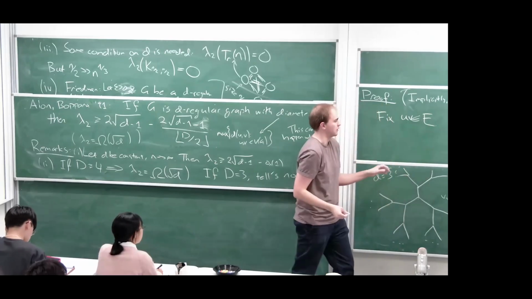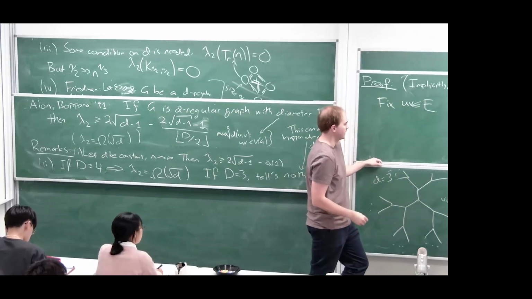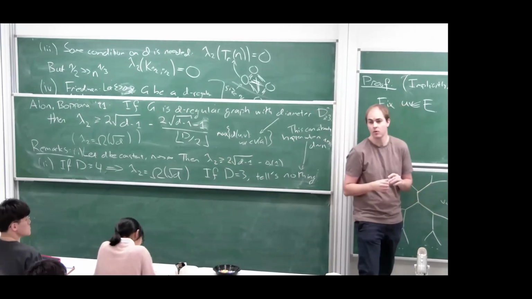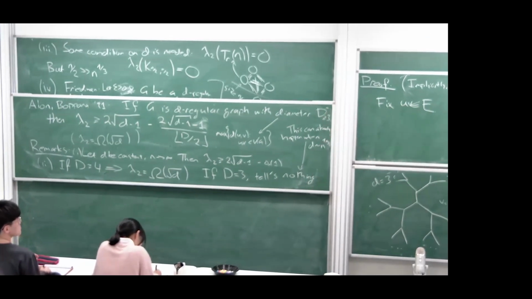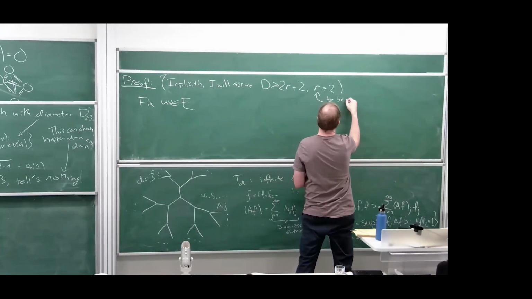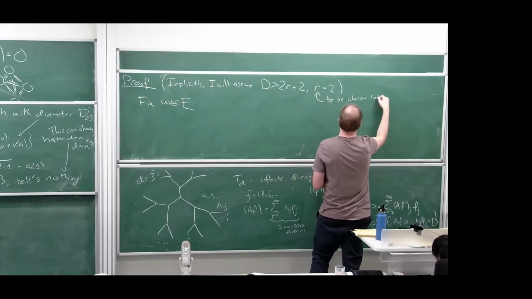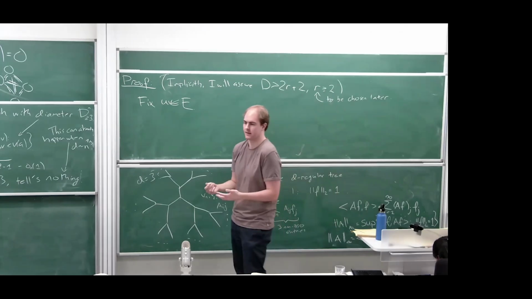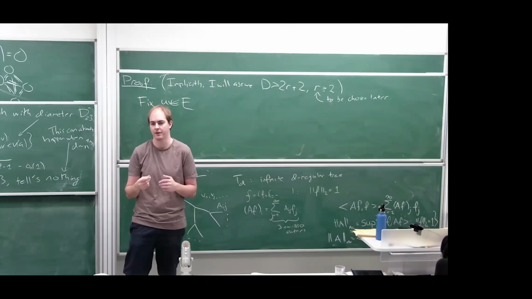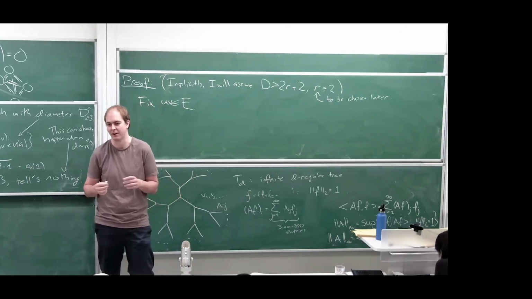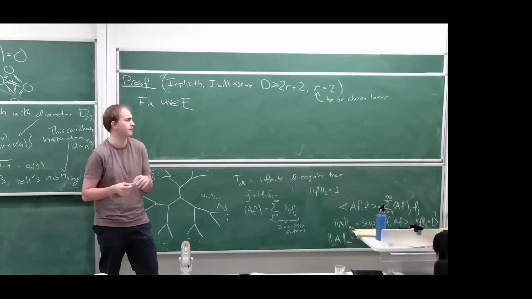The idea is still similar. So fix an edge in the graph. Parameter R. Sorry? What is the parameter R? To be chosen later. What I'm just saying is that if you think what I'm going to prove doesn't make sense when the capital D is 3, 4, or 5, then I'll say that's not important for the intuition. Let's assume that the capital D is a decent sized constant or tends to infinity.